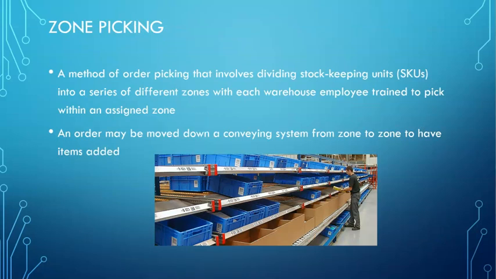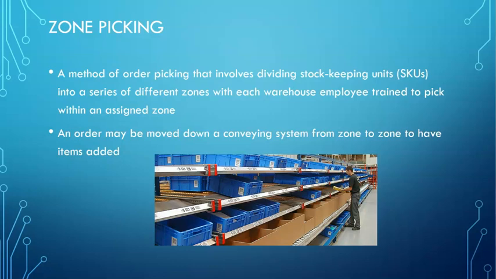The second piece picking method is zone picking, which is a method of order picking that involves dividing stock keeping units into a series of different zones, with each warehouse employee trained to pick within an assigned zone. An order may be moved down a conveyor system from one zone to another zone to have items added. So basically we are moving the box between the different workers, different pickers, and based on the zone, everyone will be responsible for a zone.